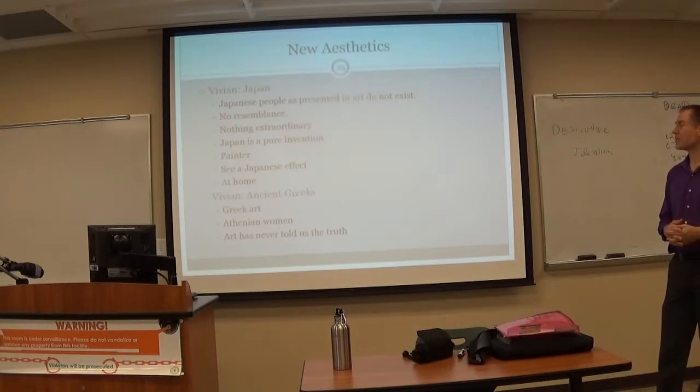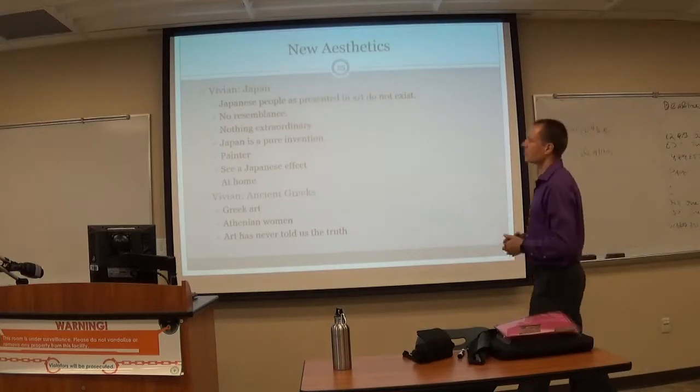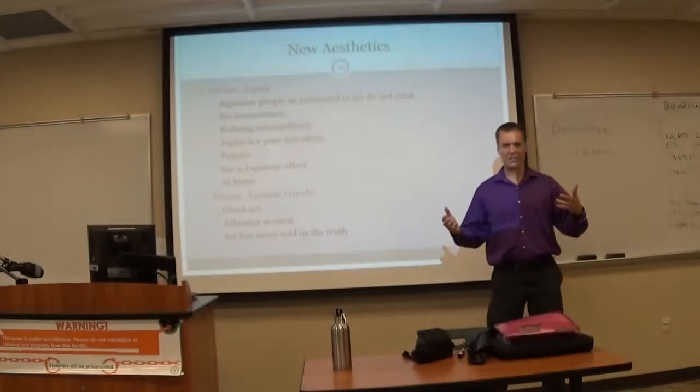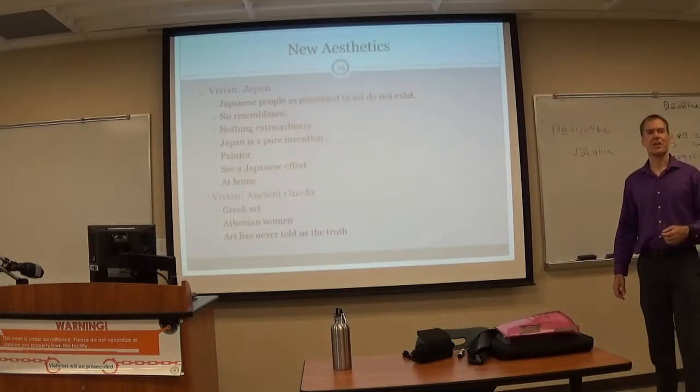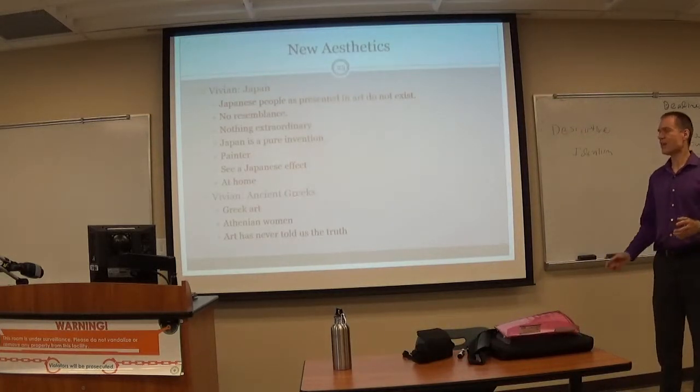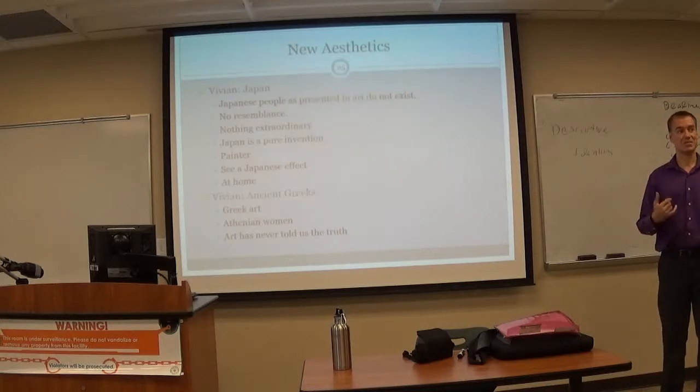Now, he claims, interestingly or boringly enough, that the Japanese people as presented in art do not exist. No resemblance, and there's nothing extraordinary about them. They're just like the normal run of ordinary humanity. And he claims, oddly or boringly enough, that Japan is a pure invention. Now again, you can be taken as saying something weird, like it's a conspiracy of cartographers, that Japan really doesn't exist, it's just make-believe. But he doesn't mean that in the literal sense.